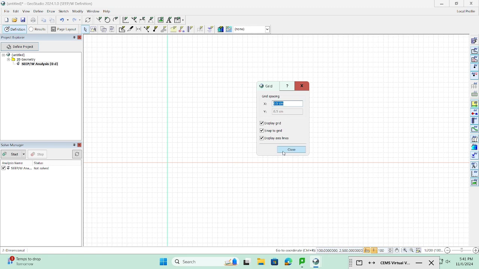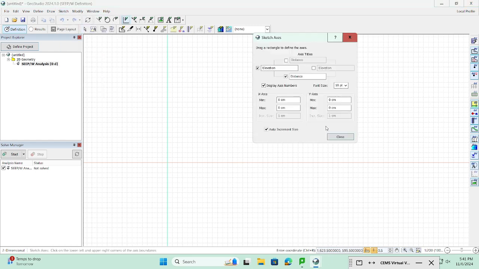After changing the grid spacing to 0.5 centimeters, now you can go to Sketch Axes, and here you can see it's now in centimeters. The model I'm going to draw in SEEP/W today has a length of 59 centimeters. So I'm just going to write down 59. And for its height, it was 40.5. So I'm going to make this 40.5.